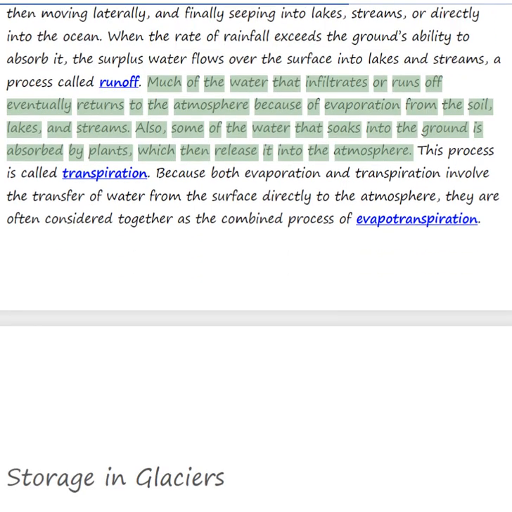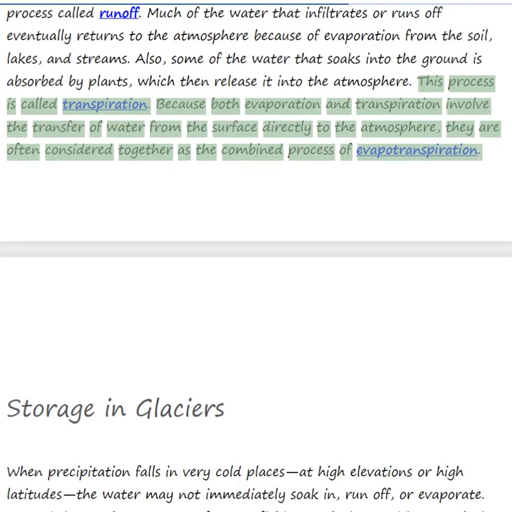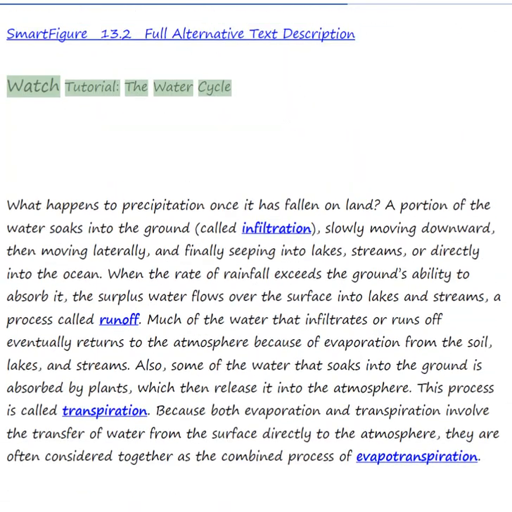Much of the water that infiltrates or runs off eventually returns to the atmosphere because of evaporation from the soil, lakes, and streams. Also, some of the water that soaks into the ground is absorbed by plants, which then release it into the atmosphere. This process is called transpiration. Because both evaporation and transpiration involve the transfer of water from the surface directly to the atmosphere, they are often considered together as the combined process of evapotranspiration. Watch tutorial, The Water Cycle.